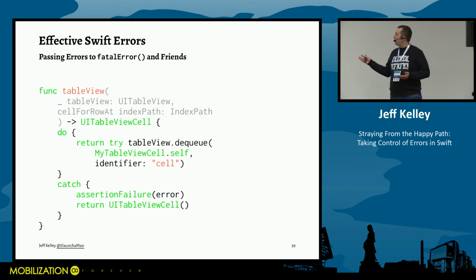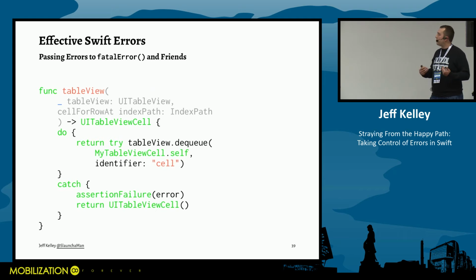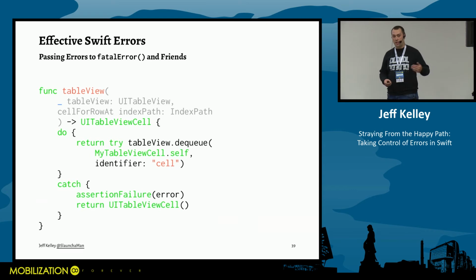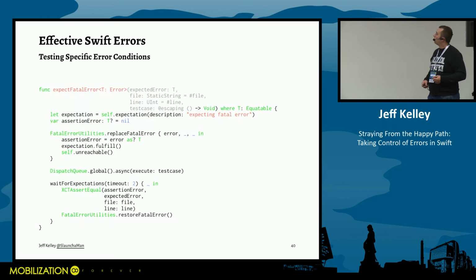So I think this is a lot better than just not handling the error or than crashing the app. But it keeps me in control as a developer. I know exactly what's happening. It's very testable. I can set up a condition where there is no table view cell registered with that identifier, call it in the test, and see, hey, look, it gives me this exact error. So that's nice.